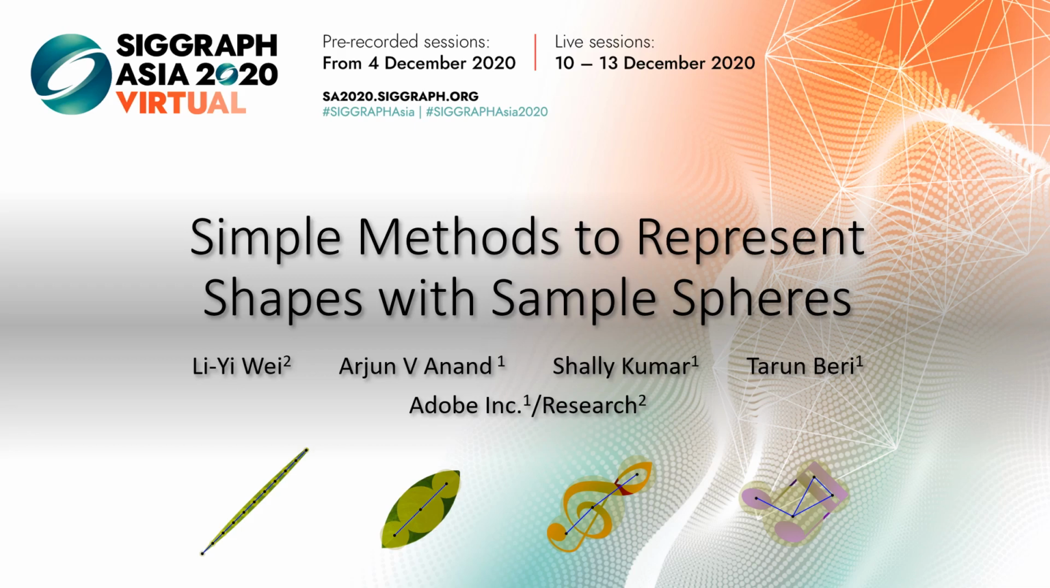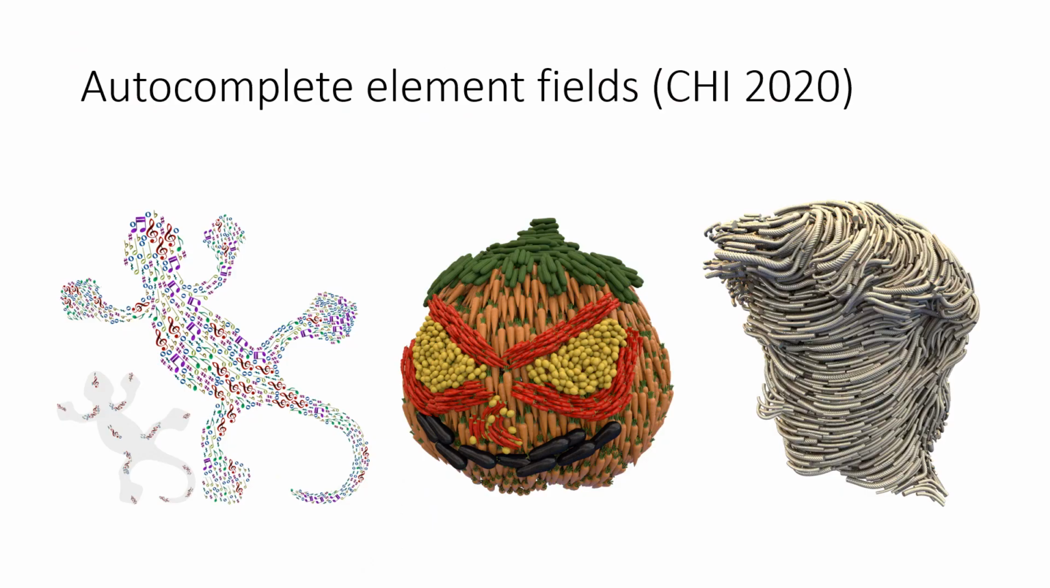Hi, I am Lee. I will describe simple methods to represent shapes with sample spheres, with my co-authors Arjun, Shally, and Tarun. I have a paper in CHI 2020 about synthesizing element patterns. Users can specify a sparse set of elements, and the system can automatically fill in the rest of the output domain.